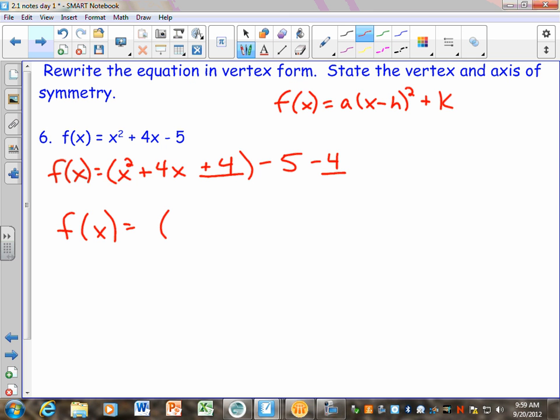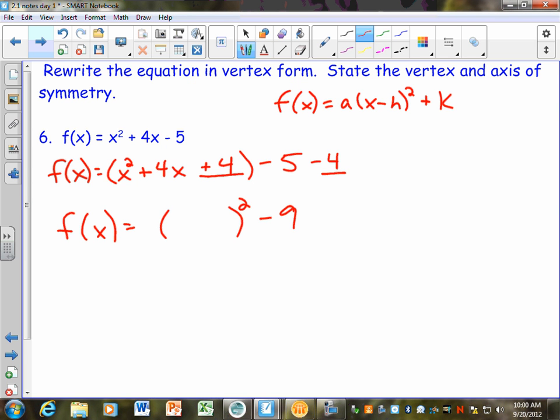Every time if you do this correctly, you should be able to write this as a perfect square. Simplify what's out here. Negative 5 and negative 4 make negative 9. And what do I get in here? It's always half of that middle number. So half of positive 4 is positive 2. So I get x plus 2 squared minus 9. And if you really did FOIL that all out, you would get back to that original problem.